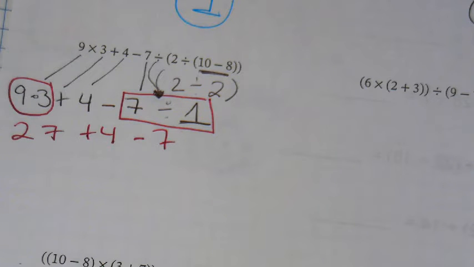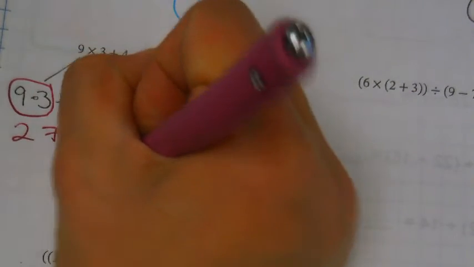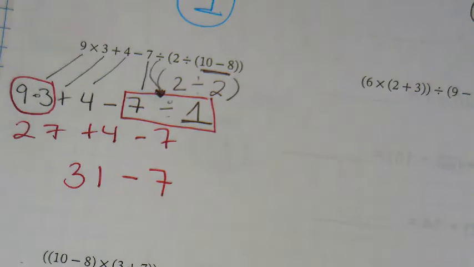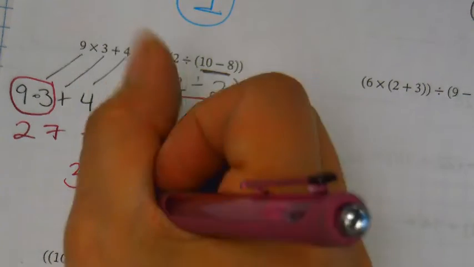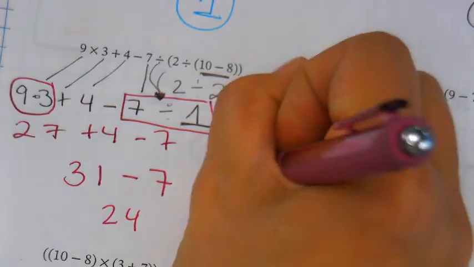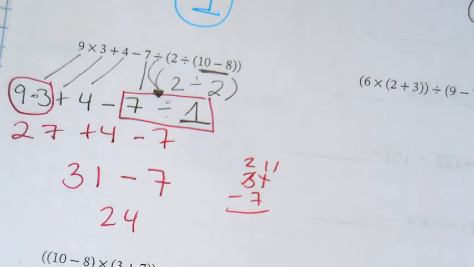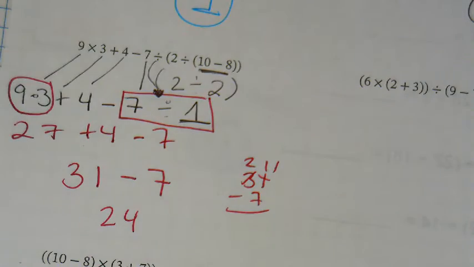What's 27 plus 4? 31 minus 7. 24? Yeah. Could you go slower and go on the side and subtract and borrow? Because if this is going to be on your quiz, you're going to need to know how to do them, right?